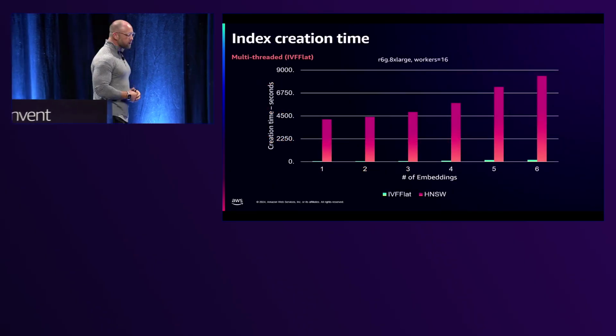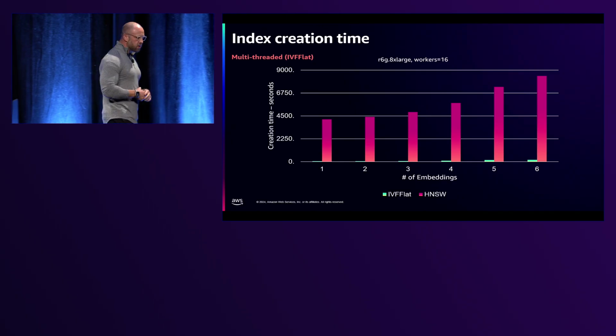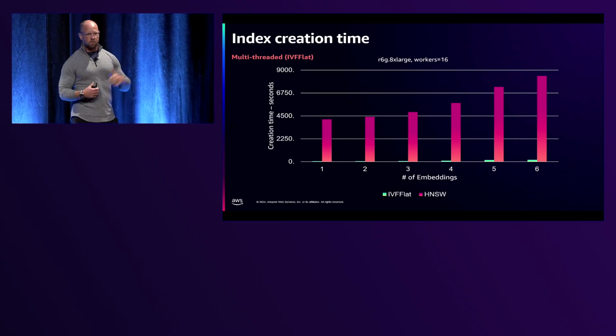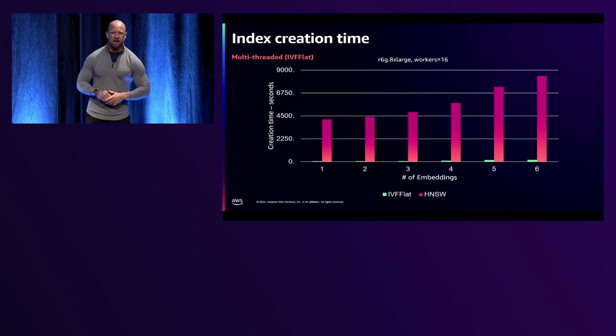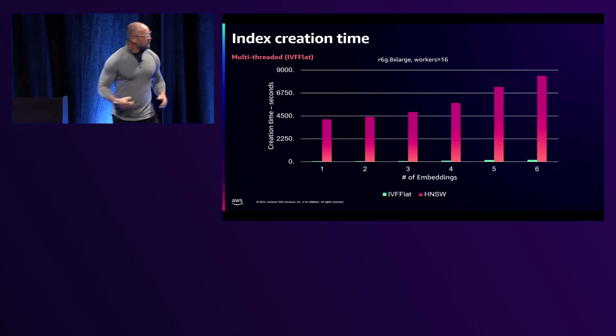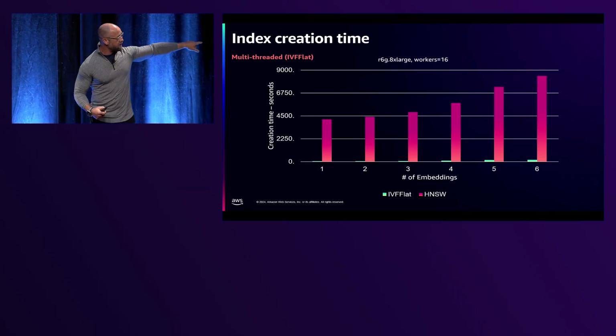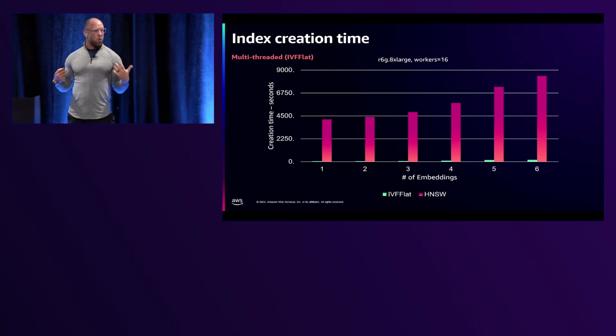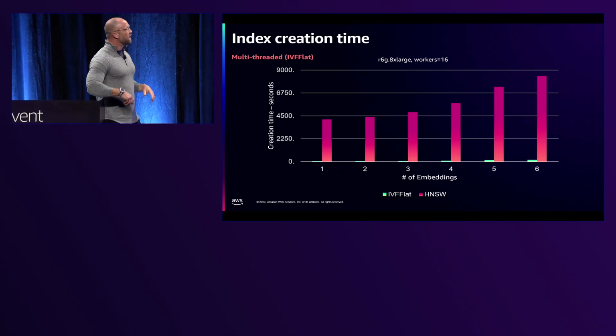Kind of give you an example here. It was a test we ran to show you: we have our data, we have our embeddings, and we're going to create an index on this. Create an index for HNSW and an index for IVF flat. Clearly, and I promise you, IVF flat is on there, you can barely see it at the bottom, the green. Clearly, IVF flat is a lot quicker than HNSW.